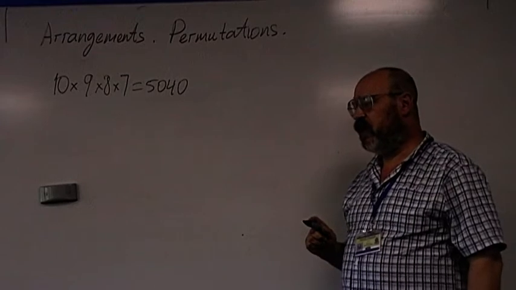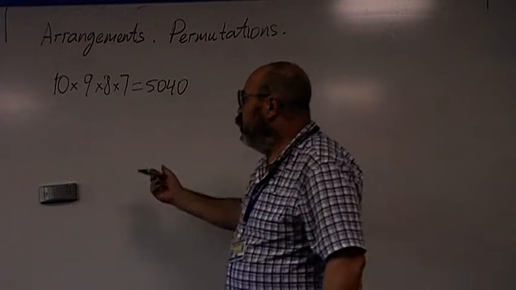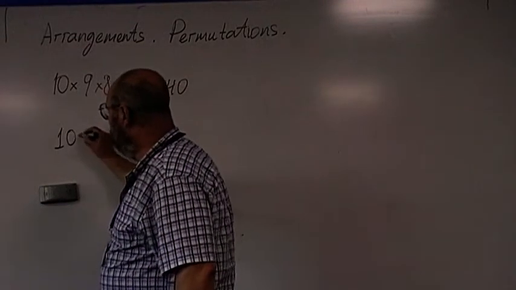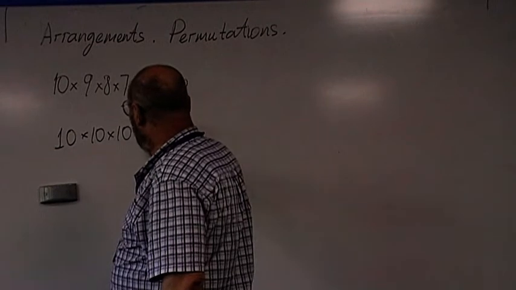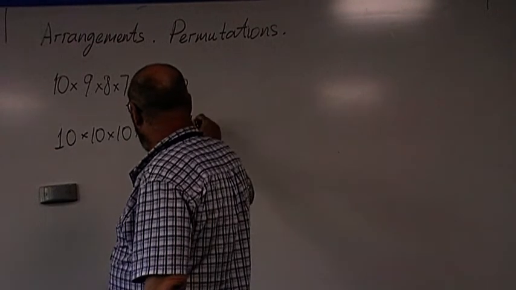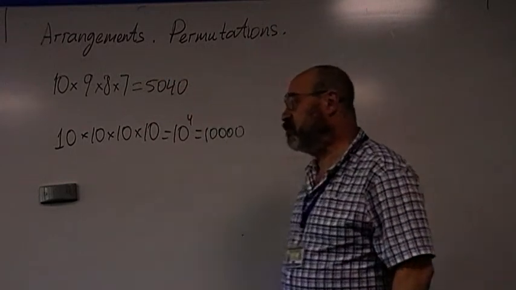If you can repeat, you have 10 choices for the first, 10 for the second, 10 for the third, 10 for the fourth, equal to 10 to the power of 4, which is 10,000 different combinations you can make.